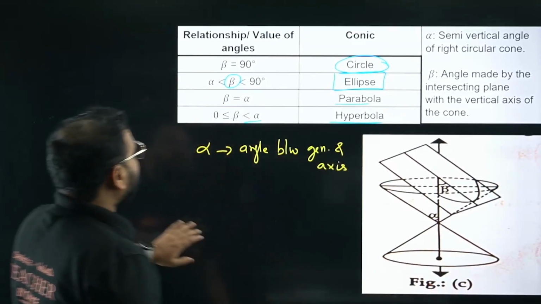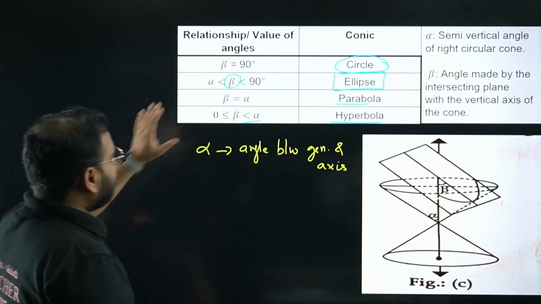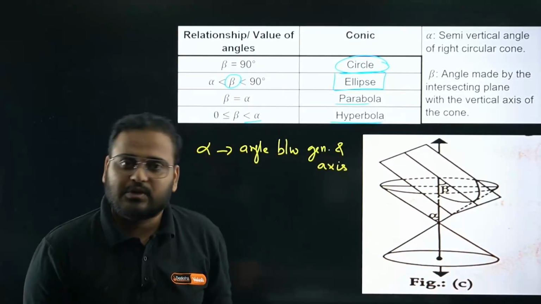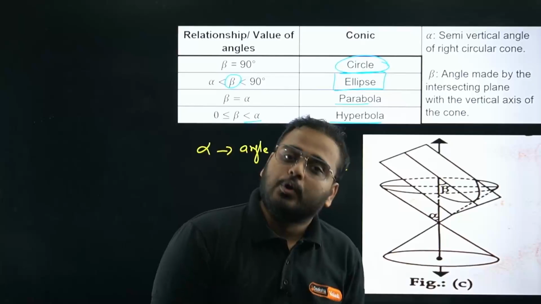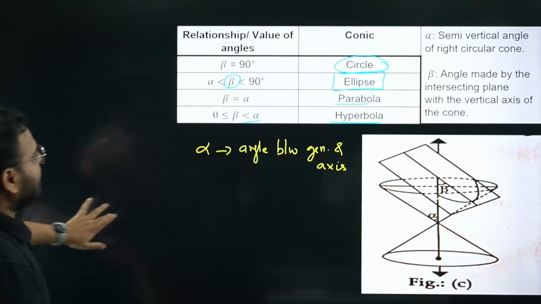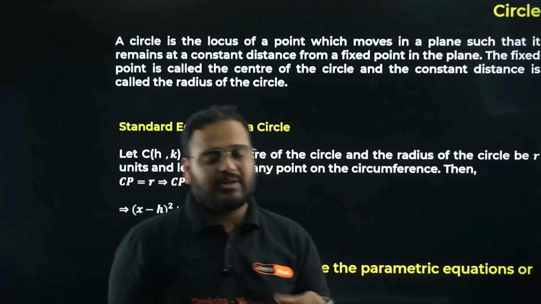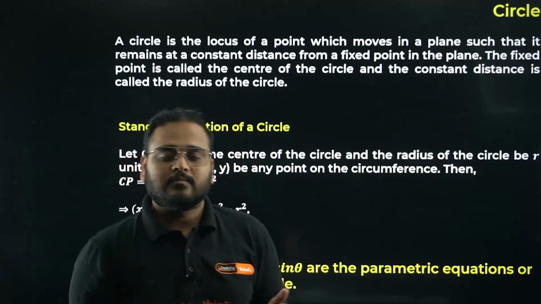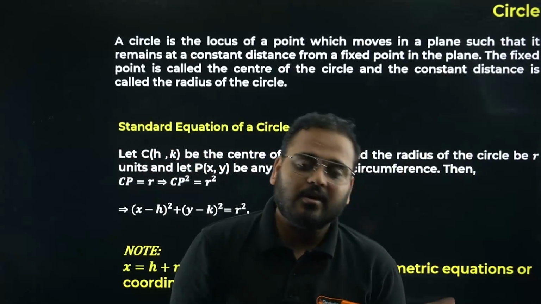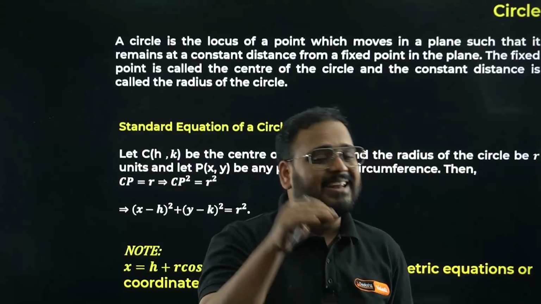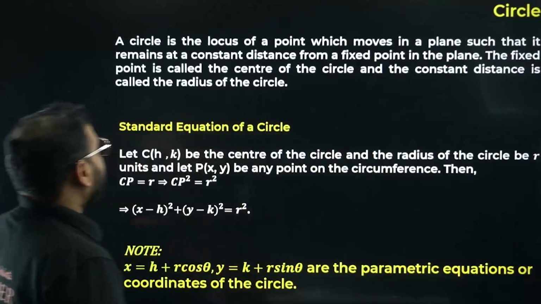Please check, very simple things. I've given the tabulation over here. It can sometimes be asked as an MCQ, so it's very important to know this simple small table. Relation of the angles: alpha is basically the half angle of the cone, the angle between the axis and the generator, and beta is the angle between the plane and the axis.